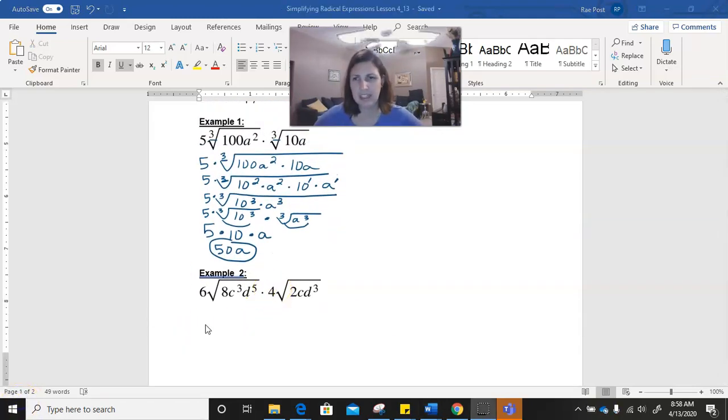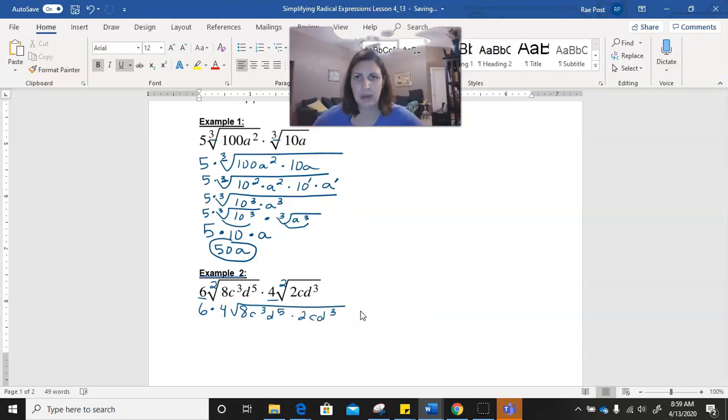All right, so with example 2 here, we're going to do the same strategy. We're going to go ahead and bring our radicals together because if you notice, your index here is 2 and your index here is 2, right? It's just a regular square root, so you don't really write the 2. I'm going to go ahead and put my coefficients together, my 6 and my 4 on the outside here. And then I'm going to go ahead and bring everything else together, just like we did on step 1. So that means we have 8c cubed d to the 5th times 2c d to the 3rd power. All right, so I'm just rewriting everything like that. Okay, so that was our step 1.